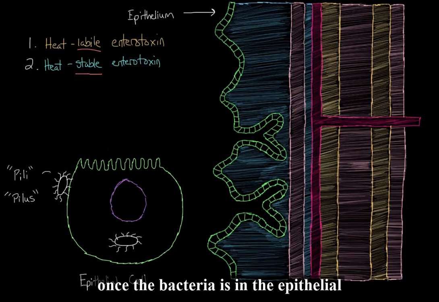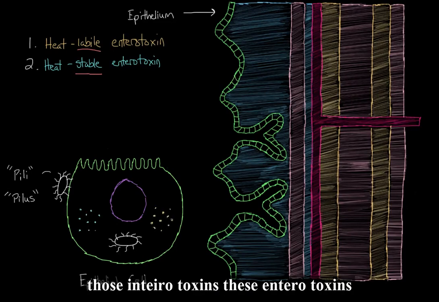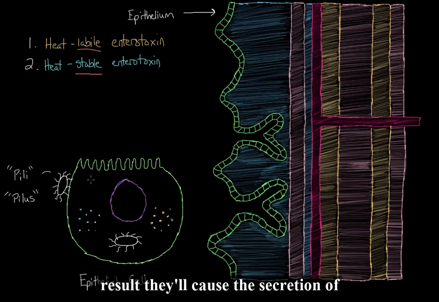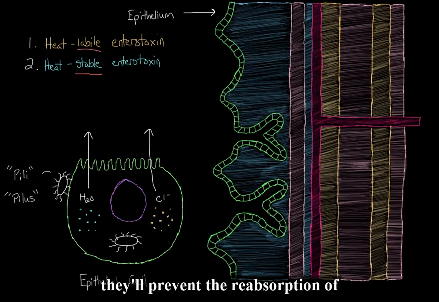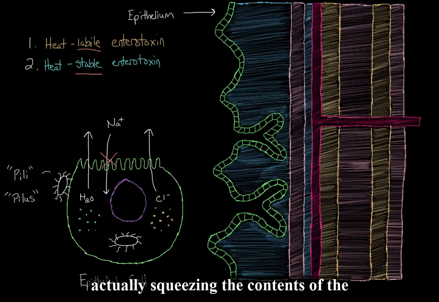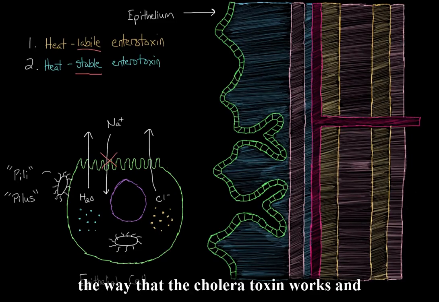Once the bacteria is in the epithelial cell, however, it'll continue to release those enterotoxins. These enterotoxins will then act on different enzymatic pathways and biochemical signaling pathways, but they'll have the same end result. They'll cause the secretion of water and chloride, and in addition, they'll prevent the reabsorption of sodium. So what you're doing is you're actually squeezing the contents of the epithelial cell out into the lumen of the small intestine. Now notice this is actually a pretty similar mechanism to the way that the cholera toxin works.